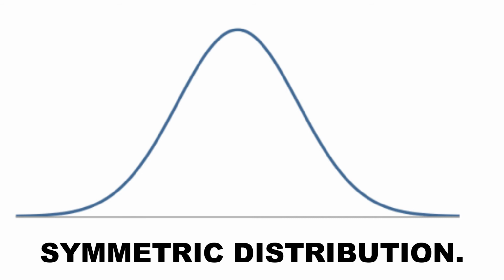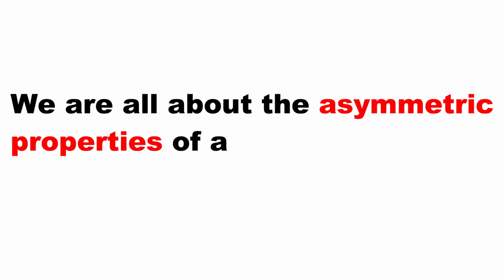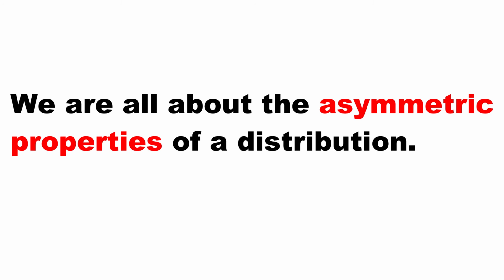We have other types of symmetric distribution in the world of statistics. The uniform distribution is also a type of symmetric distribution, but our attention is not on symmetric distribution. Our attention this time is on skewness, which is the measure of the asymmetric properties of a distribution. So that means we are all about asymmetricness in a distribution.